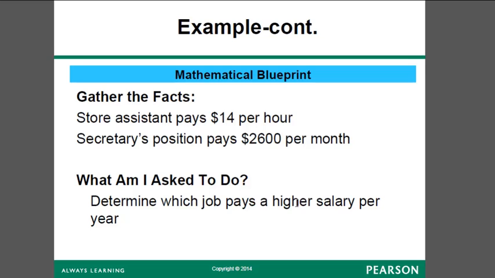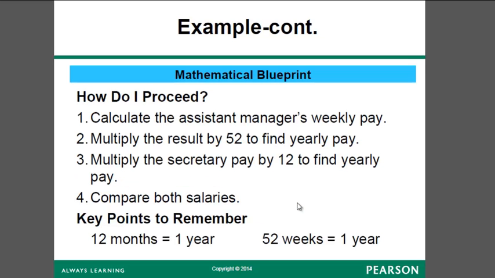There's several things that we need to do in order to proceed. You need to calculate the assistant manager's weekly pay, and then multiply that by 52 to find its yearly pay. Remember, as I put down here in the key points, there's 52 weeks in a year. You need to multiply the secretary pay by 12 to find their yearly pay, and then compare the two.